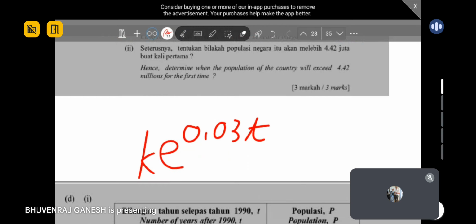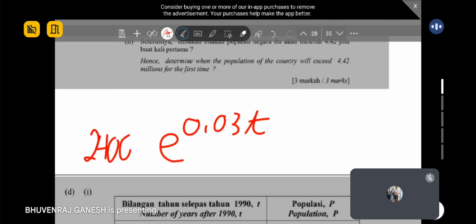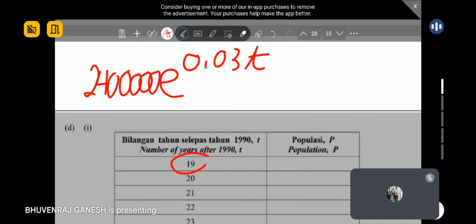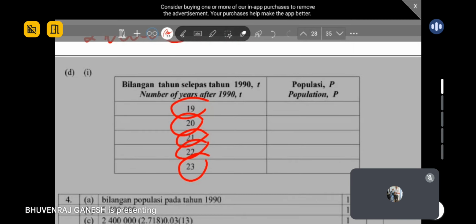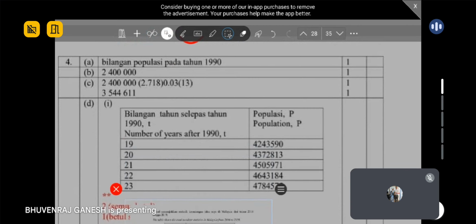So just press your calculator. Okay, the K value we got earlier is 24 million. So you just substitute. So guys, this one is T equals 19, T equals 20, 21, 22, 23. So you just press the calculator and get the answer. Okay, so you all will get this as your final answers. These are all the answers.